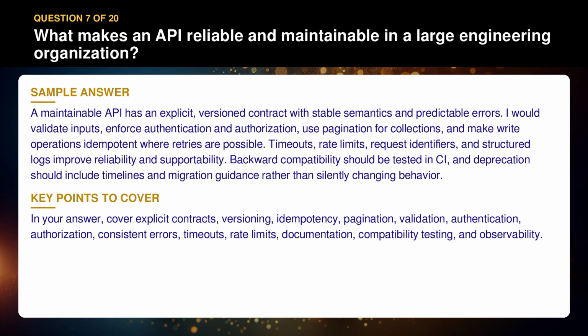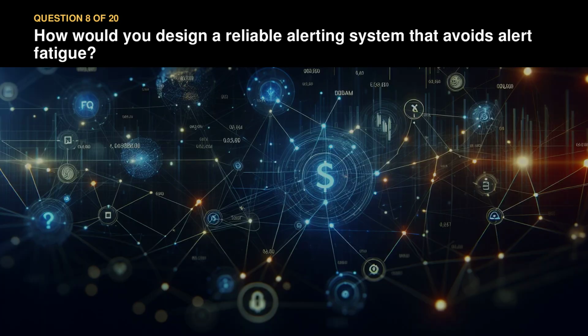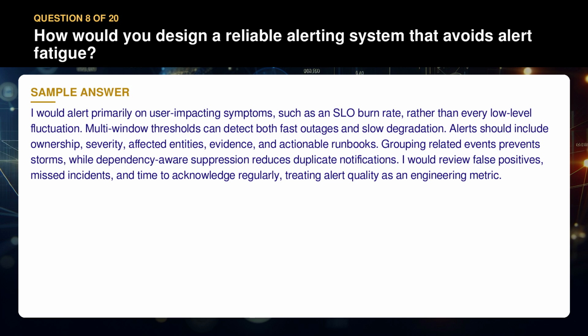and observability. Question 8. How would you design a reliable alerting system that avoids alert fatigue? I would alert primarily on user-impacting symptoms, such as an SLO burn rate, rather than every low-level fluctuation. Multi-window thresholds can detect both fast outages and slow degradation.